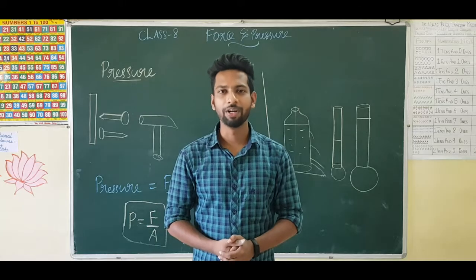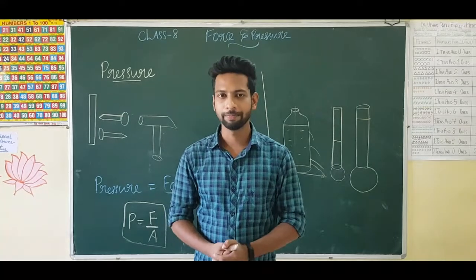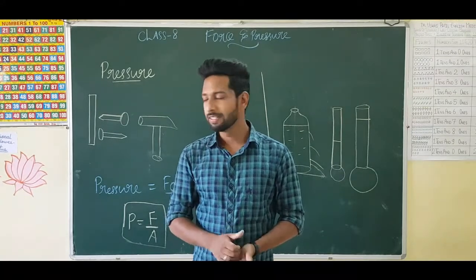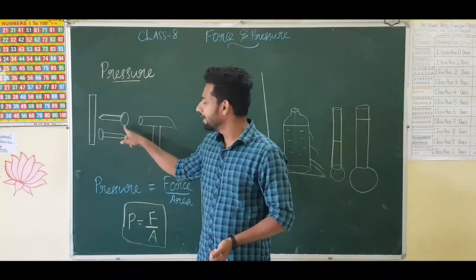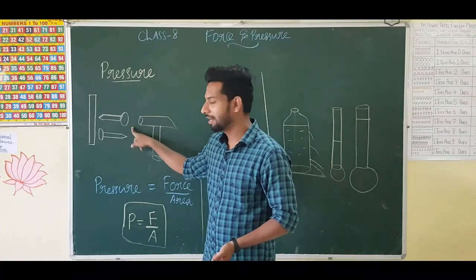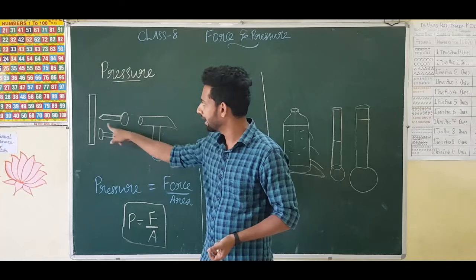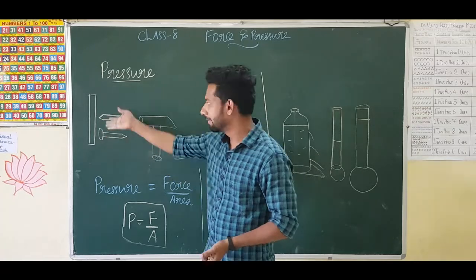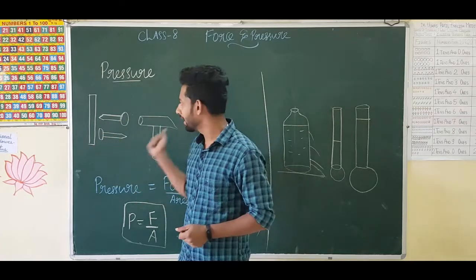Dear students, today we are going to discuss a new topic, pressure. Just take an iron nail. All of you can see that the iron nail has two ends. One is broadened and is known as the head of the nail, and the other is the pointed tip. Okay, take a wooden box and take a hammer.